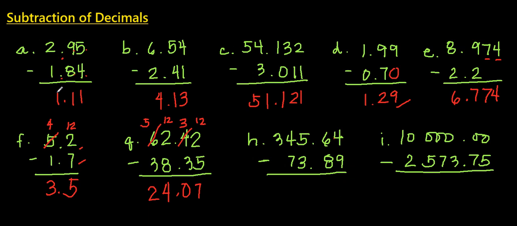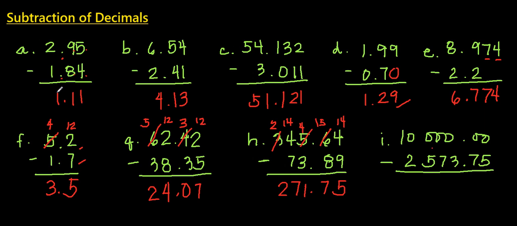So let's try this. Cannot be again. So let's borrow 1. Minus 1 is 5. Then 14. 14 minus 9 is 5. 5 minus 8 cannot be. So let's borrow 1. So this will be 15. 15 minus 8 is 7. 4 minus 3 is 1. 4 minus 7 cannot be. So let's borrow 1. 14. 14 minus 7 is 7. Then bring down 2. So the final answer is 271.75.